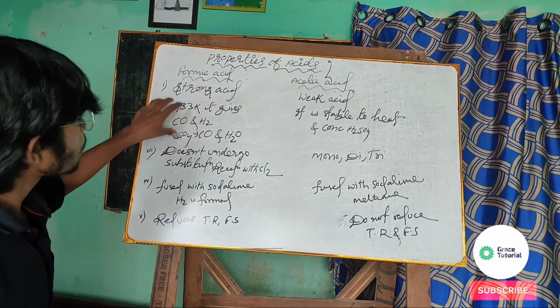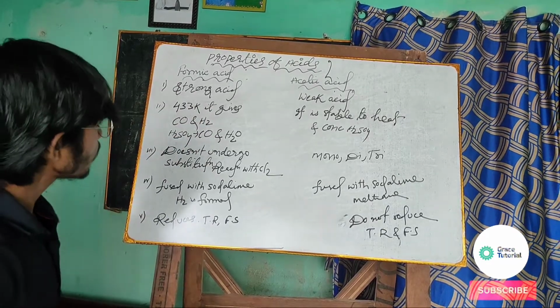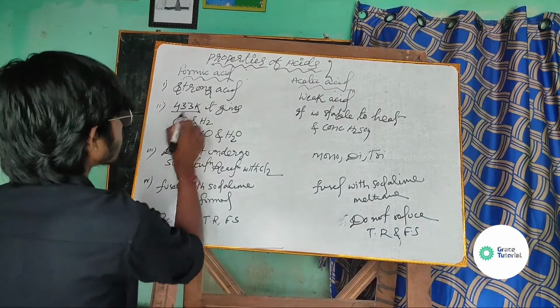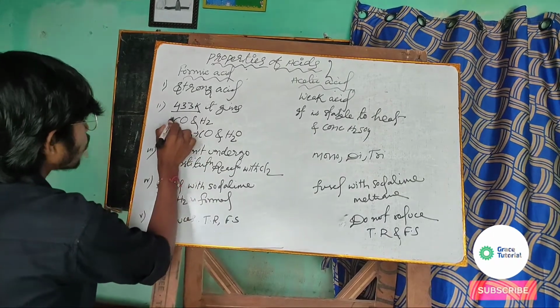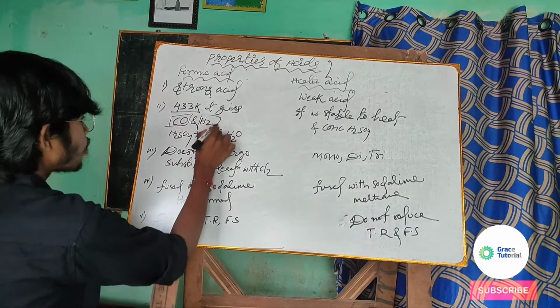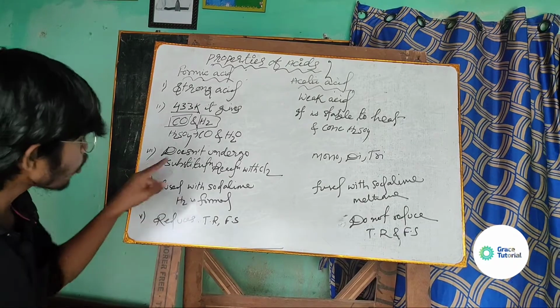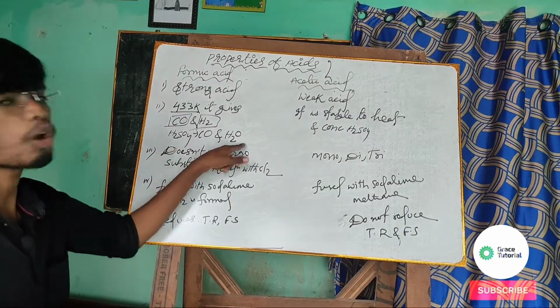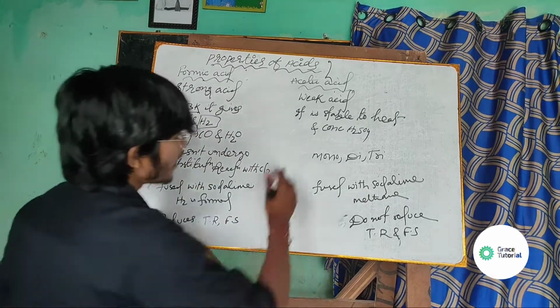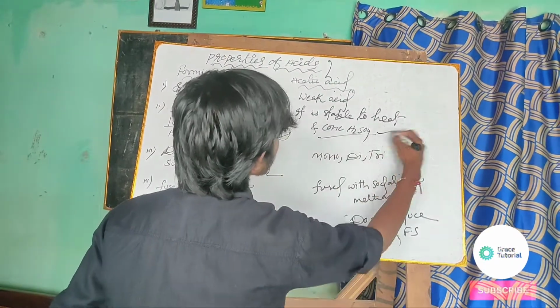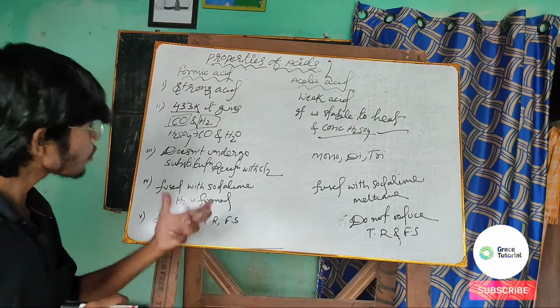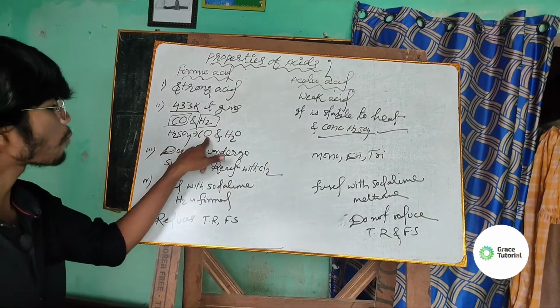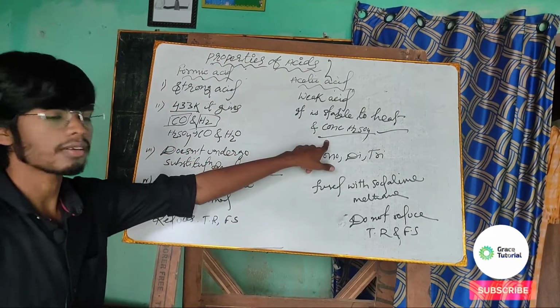Another difference is that when formic acid is heated at 433 Kelvin, it gives carbon dioxide and hydrogen gas. And further, if it reacts with concentrated sulfuric acid, it gives carbon monoxide and water. But acetic acid is stable to heat with concentrated sulfuric acid.